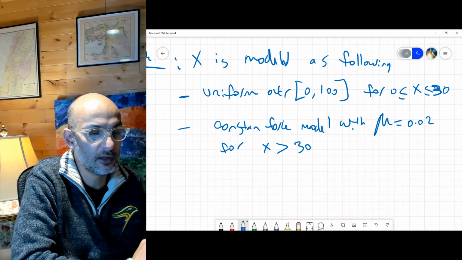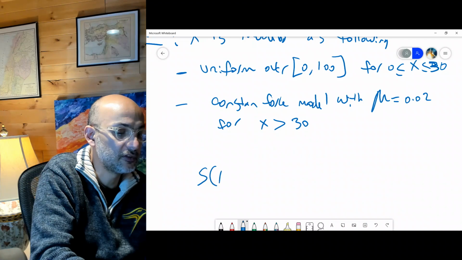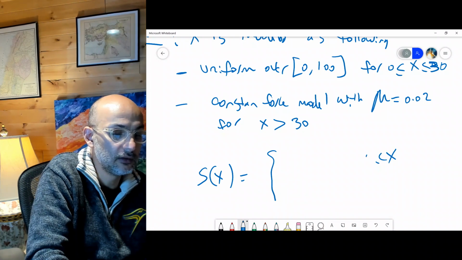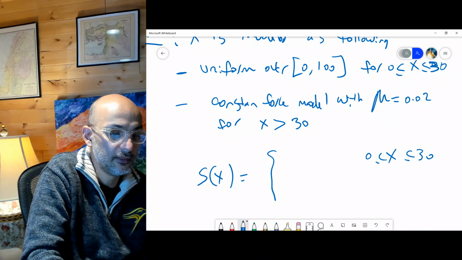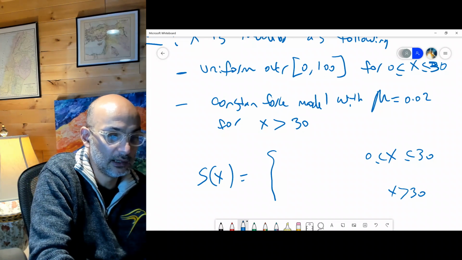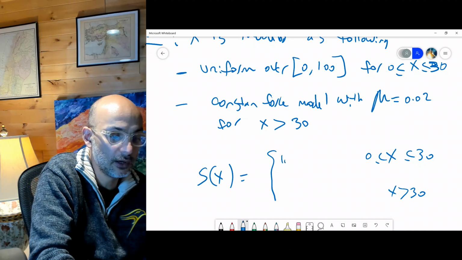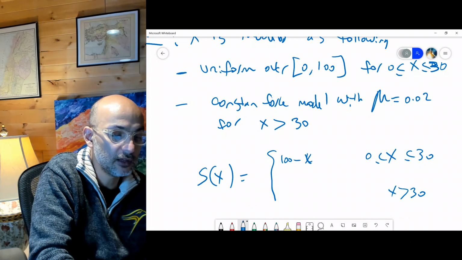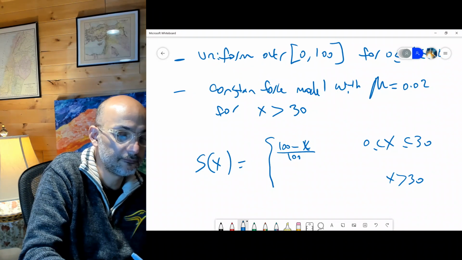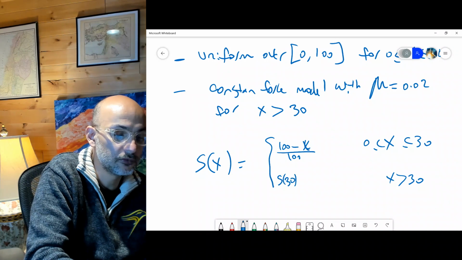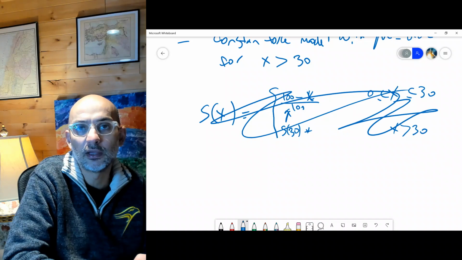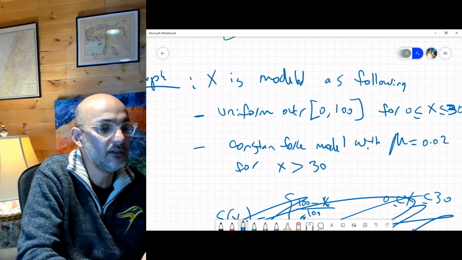If you would consider S of x for this situation, you will actually have two functions: for x between 0 and 30, it's uniformly distributed over 100, so it will be (100 minus x) over 100. For x greater than 30, you need first to survive to 30 from here, and then, well, let's not do it this way. That is the hard way. Why am I doing it the hard way, since I gave you the easy way? The easy way is we use this relationship.